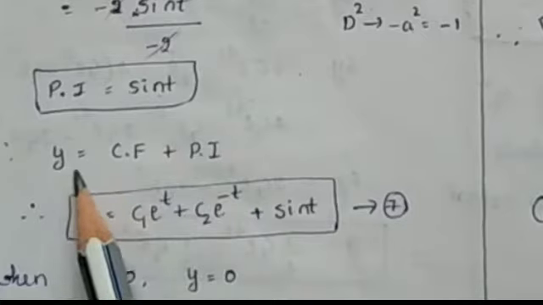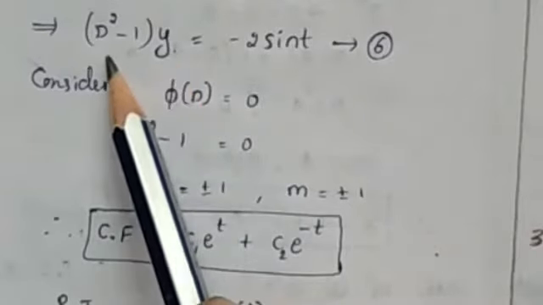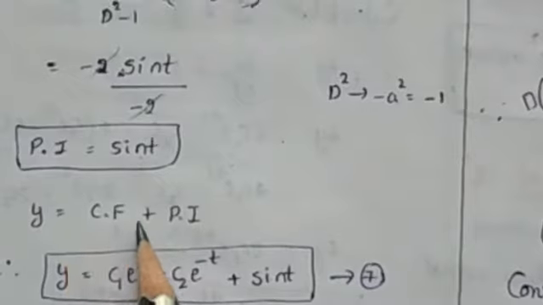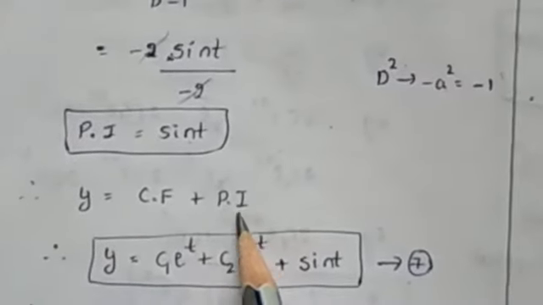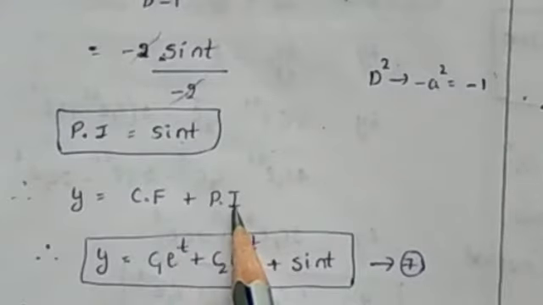Why do you write the y? Because in this case we see the y coefficients. So y which is equal to the complementary function plus particular integral. You add both the complementary function and particular integral, and you get the y value.